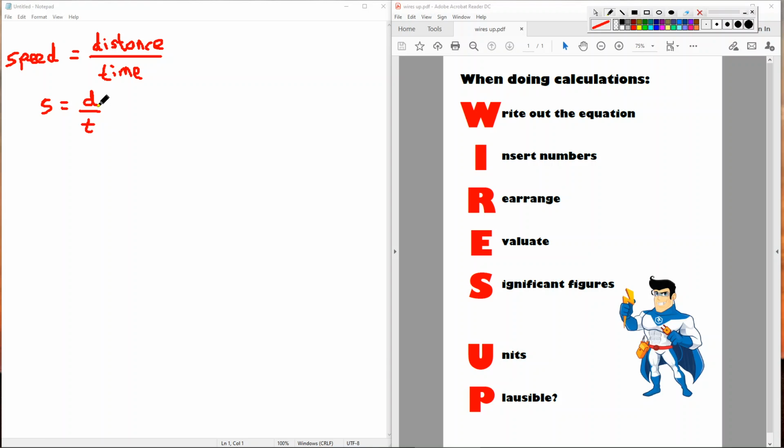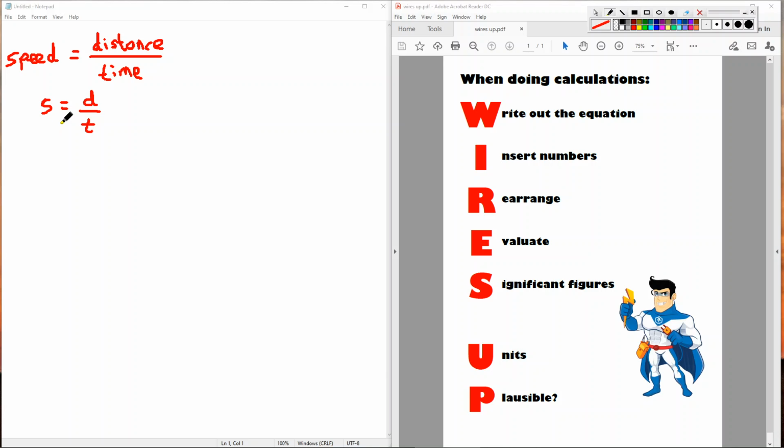Now, in some calculation questions, you will be asked to find the speed. In some calculation questions, you may be asked to find the distance or the time, and so you'll have to rearrange this equation. We'll have a look at that now when we look at some examples.